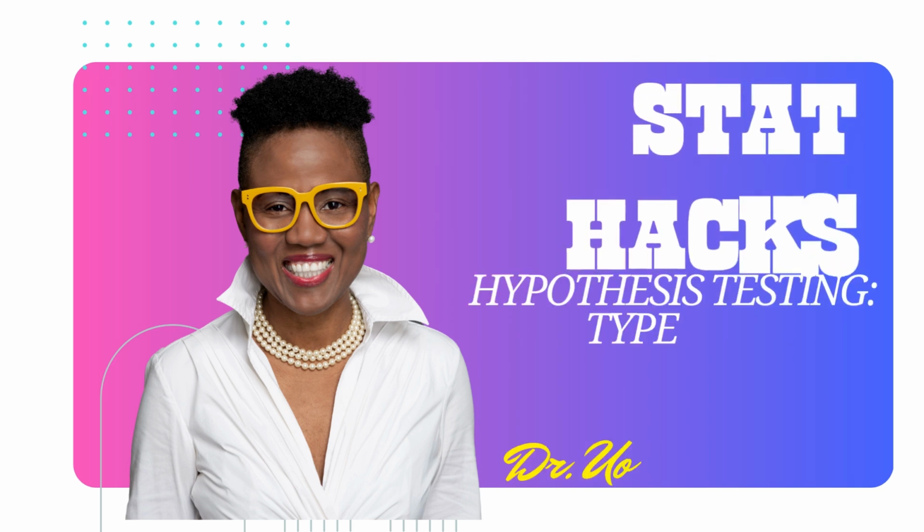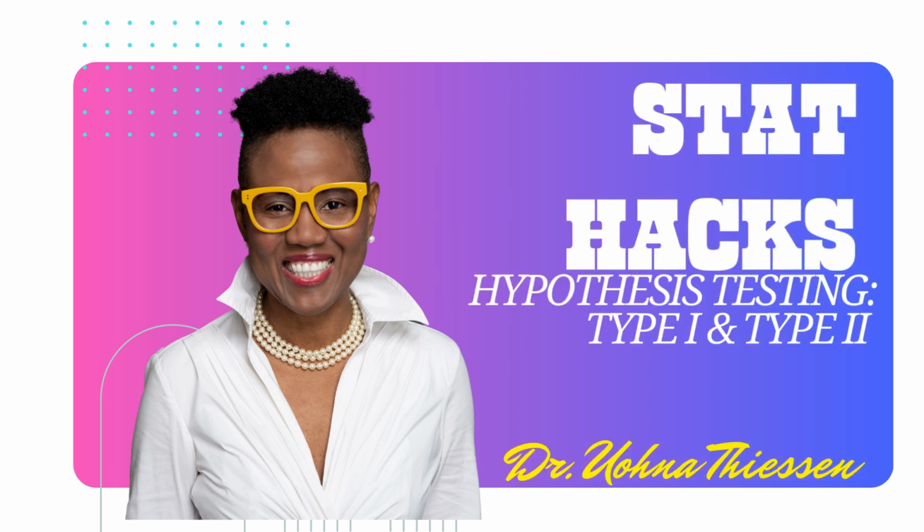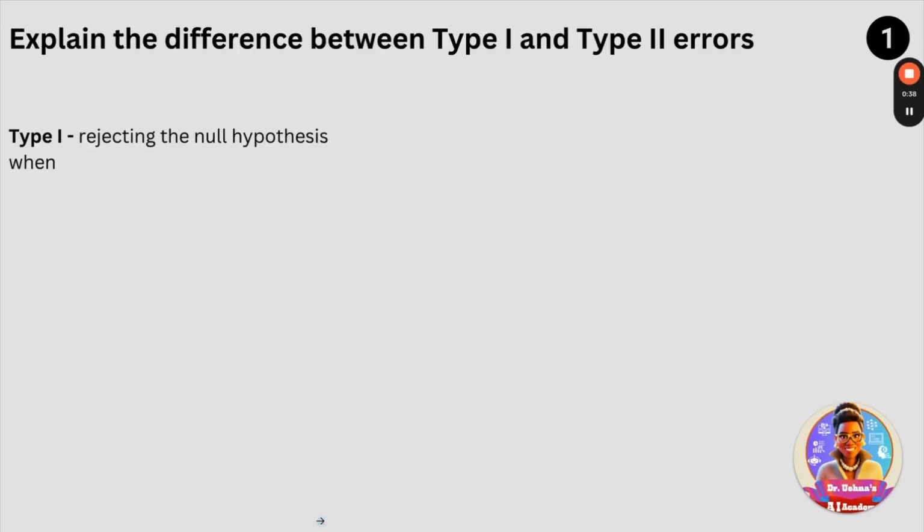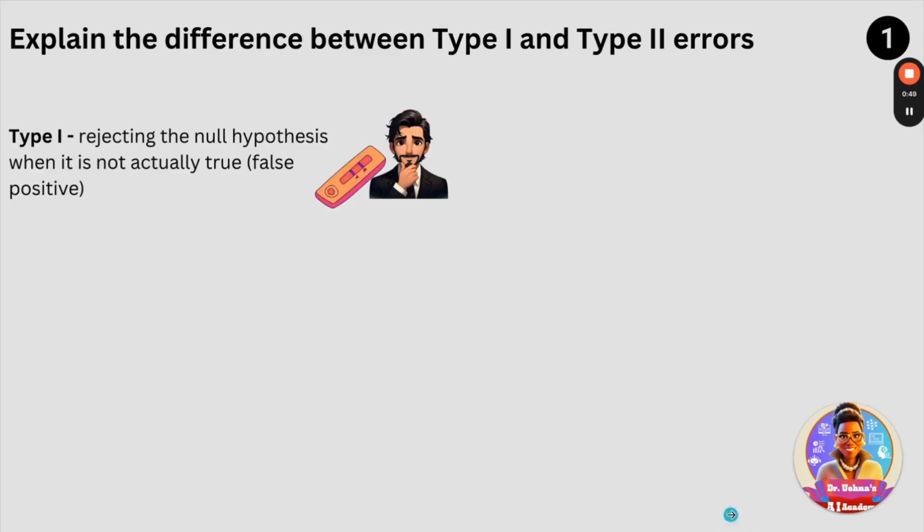Explain the difference between type 1 and type 2 errors in hypothesis testing. The type 1 errors are false positives. This is where you reject the null hypothesis, but it is actually true. An error in claiming statistical significance when there isn't any, similar to saying that a man has a positive pregnancy test.